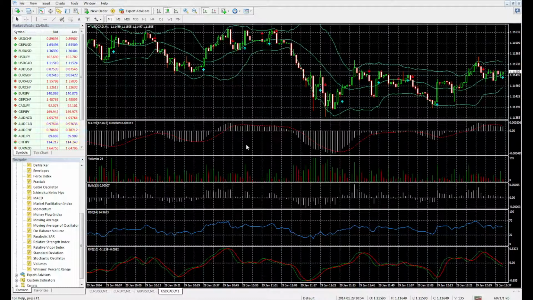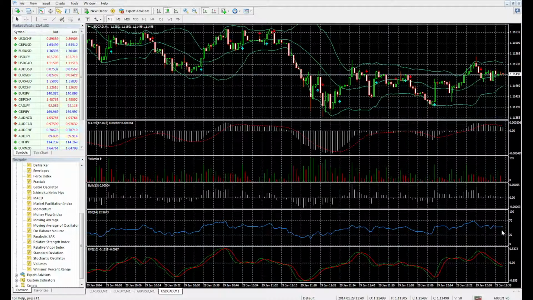So we are now at USD Canadian dollar, and what we see here is a relative strength index also around the middle. So we can't do anything with this either, so we just skip it. Also we see trading volumes are a little bit low for my taste, so let's skip it. Let's go back to Euro US dollar.